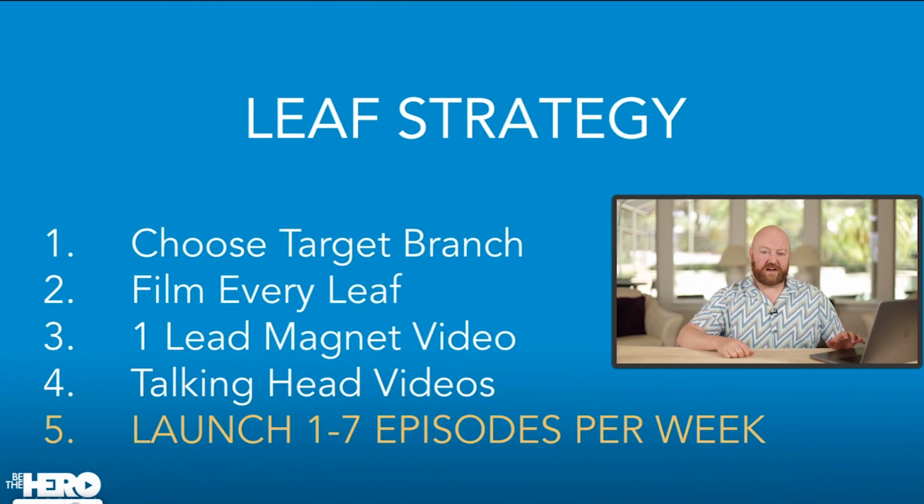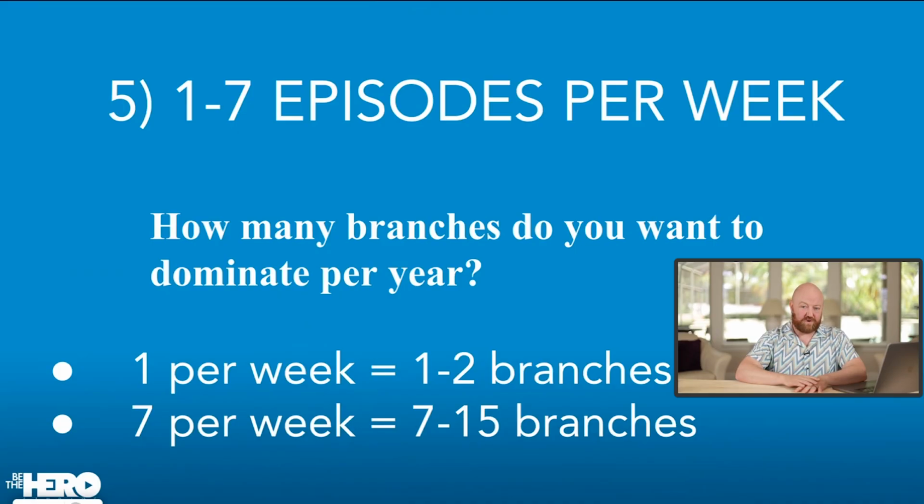Now, ingredient number 5 is to launch between 1 and 7 episodes a week. Why is there a range? Well, it depends on the results. How many branches do you want to dominate on YouTube? So think about the next year, the next 12 months. If you want to dominate 1 or 2 branches, you can do this strategy and just launch 1 episode per week. But know that if you launch 7 episodes per week, you can dominate between 7 and 15 branches in 1 year.